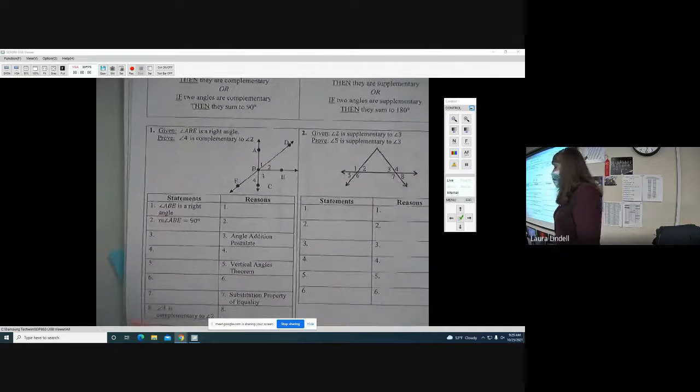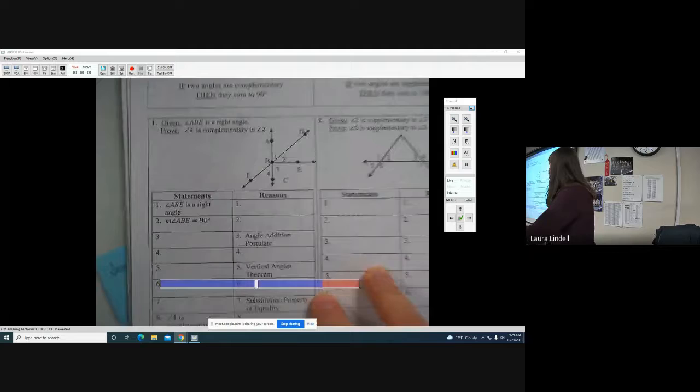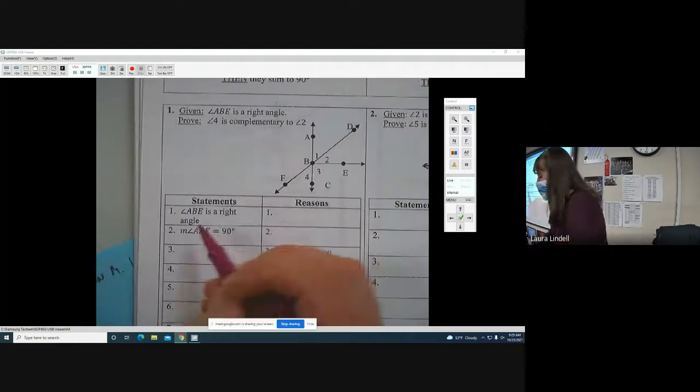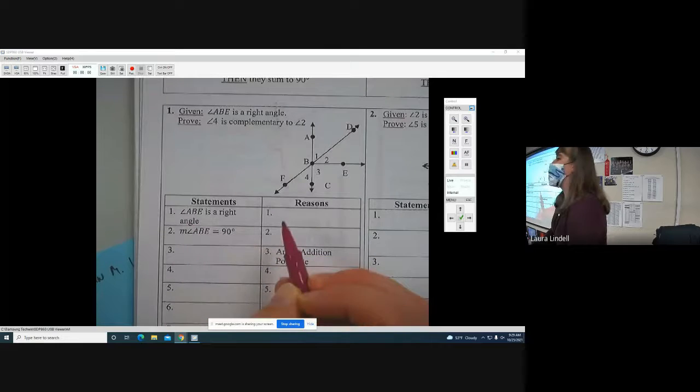First one. We're given ABE is a right angle. So we've got that already listed out in our proof here. What's the reason for that? Given.